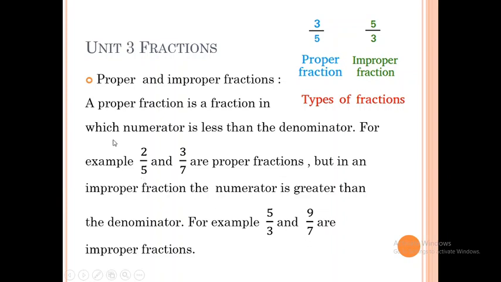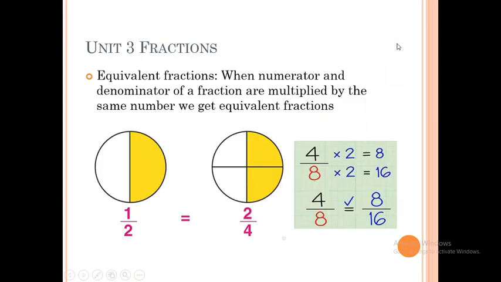Compare these two with these two. Here the numerators are less than the denominators. Here the numerators are more than the denominators. So if the numerator is more than the denominator, the fractions are called improper fractions. Proper fraction 3 by 5, improper fraction 5 by 3. Numerator is less, numerator is more. Learn them, revise them again and again.